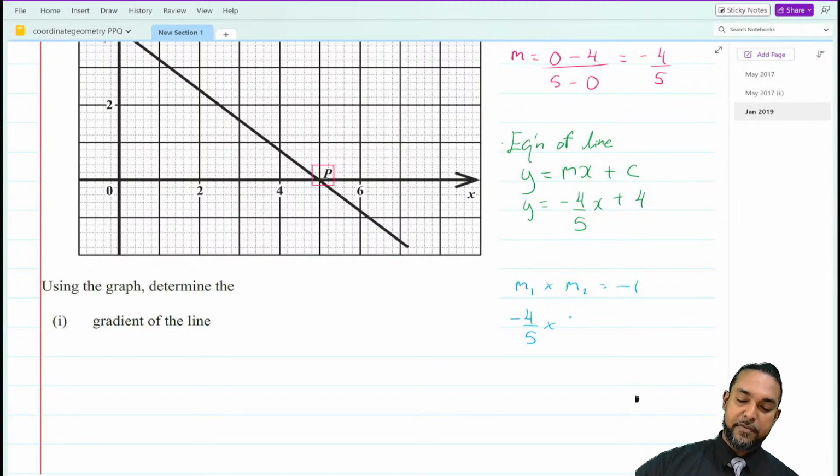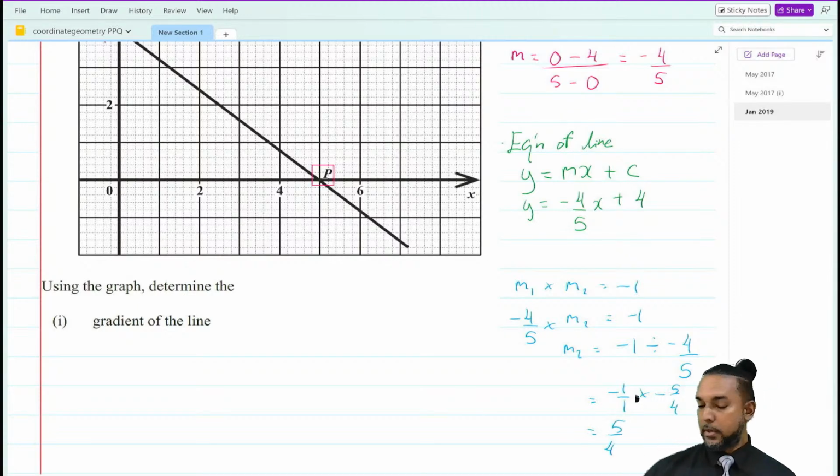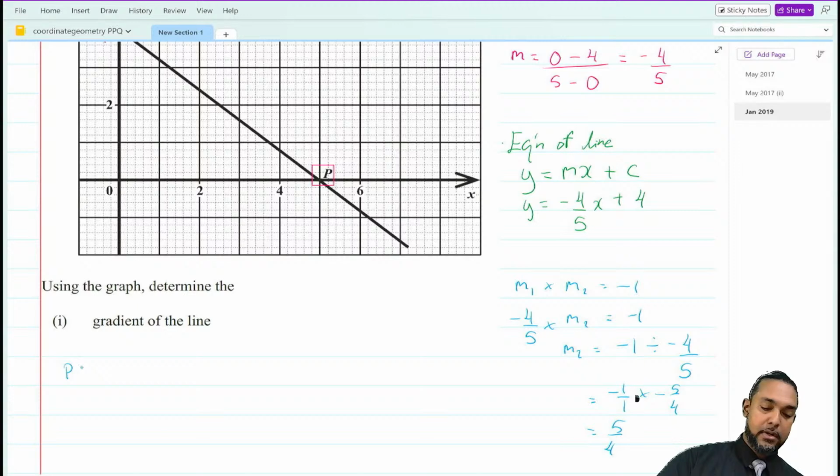So if we have one of the gradients, for example -4/5 here, and you want to find the other one, you could transpose and solve, right? So right now you're multiplying. So how do we solve for it? We have to divide. So -1 divided by -4/5. Invert it and change. And a minus by a minus is a plus, right? So the gradient now of the perpendicular line is 5/4 and it's passing through P. And P has coordinates 5, 0.